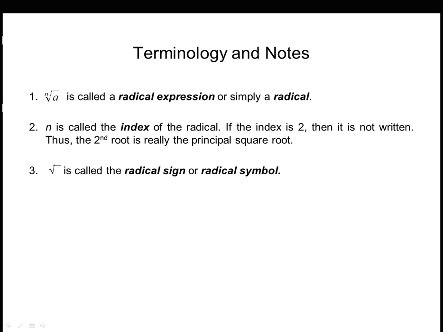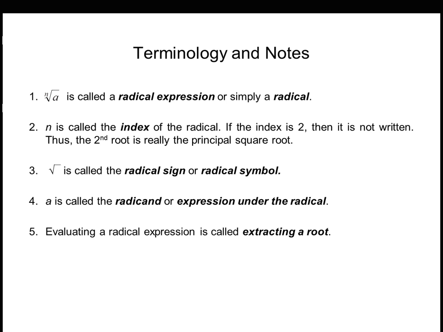That thing is called the radical sign or radical symbol. Notice it doesn't include the index with it. So again, it's kind of like the square root is the smallest root we take. Number 4, a is called the radicand or expression under the radical. Number 5, evaluating a radical expression is called extracting a root. So in addition to what you call evaluate, that's the technical name, extract a root.